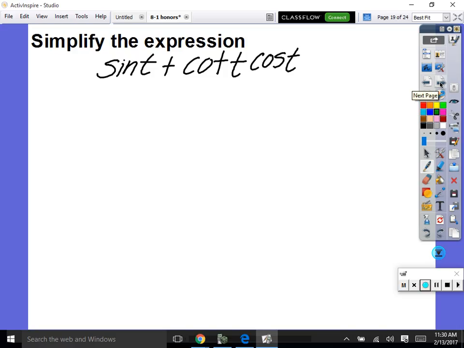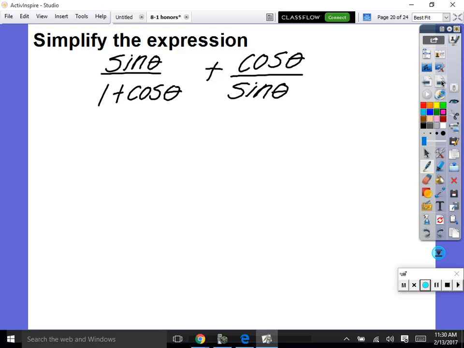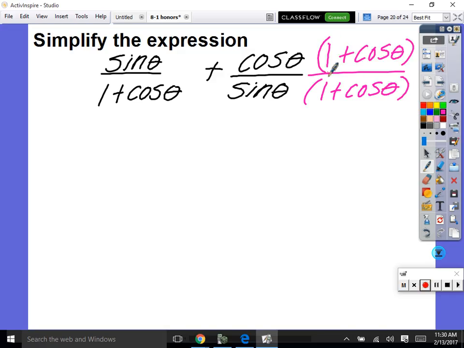Okay, simplify the expression. I think we're probably good with trig identities. Looking at this one, guys, simplify the expression. Here's what we're going to do. If you see that you have fractions, you want to have one fraction. So we would need a common denominator, correct? That's always where you go if you have two fractions. Get a common denominator and put it over one fraction. So I'm going to multiply this by 1 plus cosine theta over 1 plus cosine theta. I'm going to multiply this by sine theta over sine of theta.